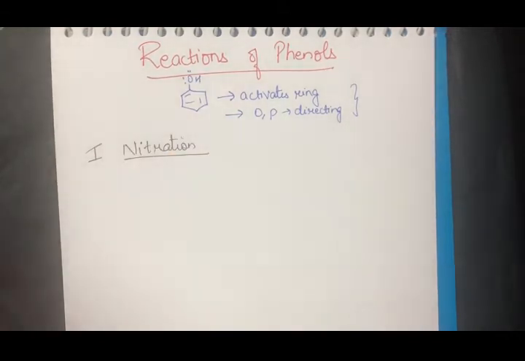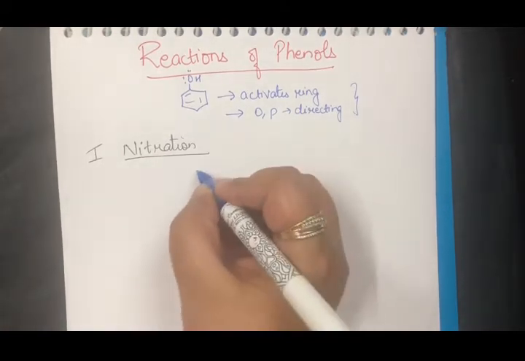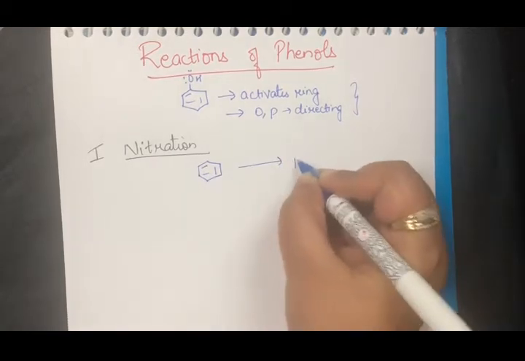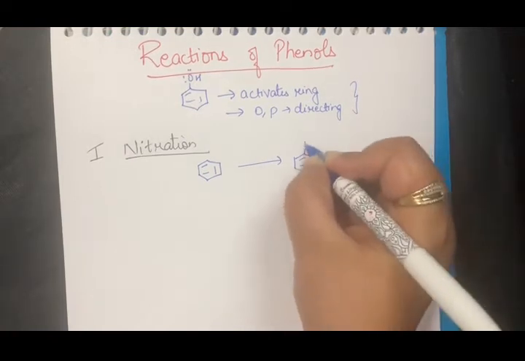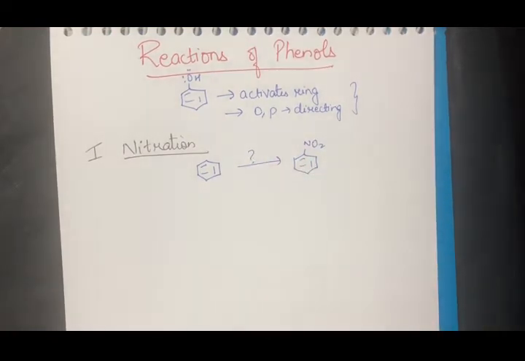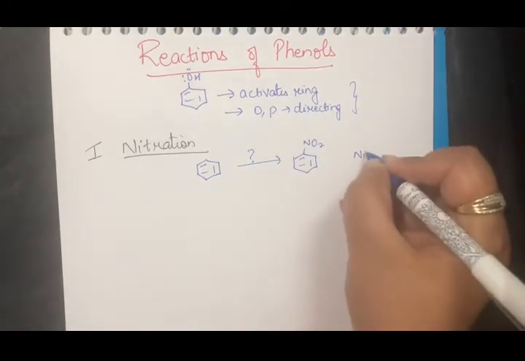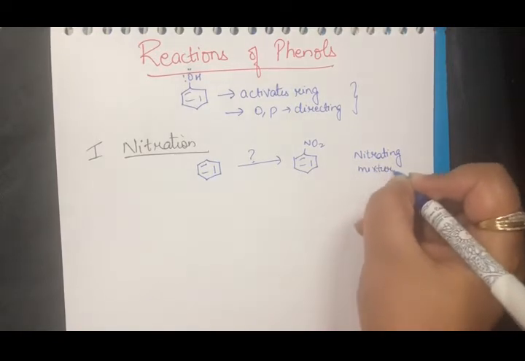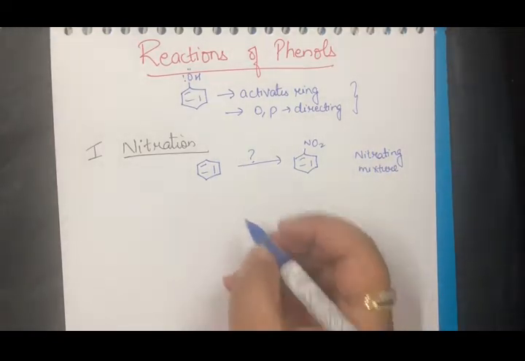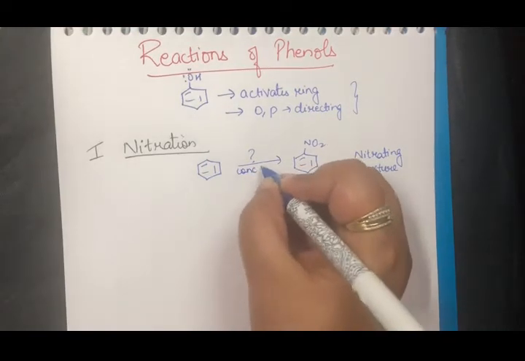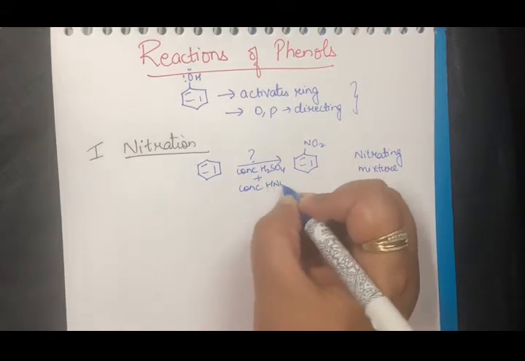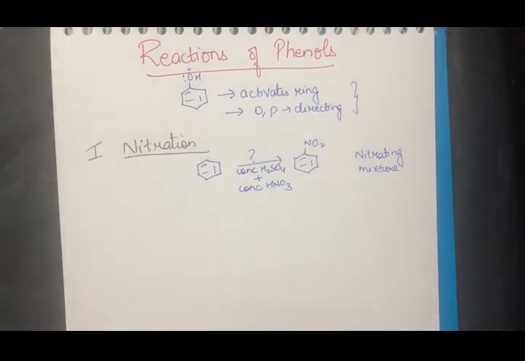Right. Now if I talk about something from your previous class 11th, if I want to convert benzene to nitrobenzene, what will I do? What will I need here? I need nitrating mixture. Do you remember? This is nitrating mixture. Now what is this nitrating mixture? It is a mixture of concentrated sulfuric acid and concentrated nitric acid, H2SO4 plus HNO3.